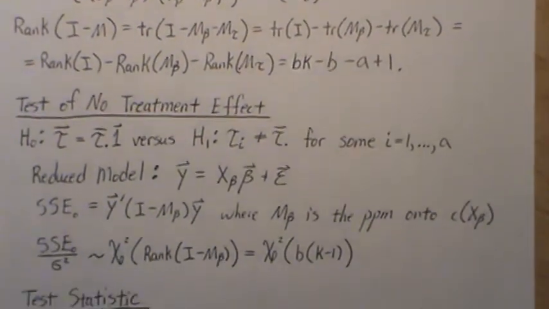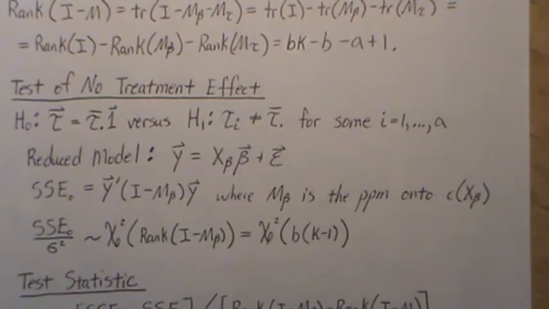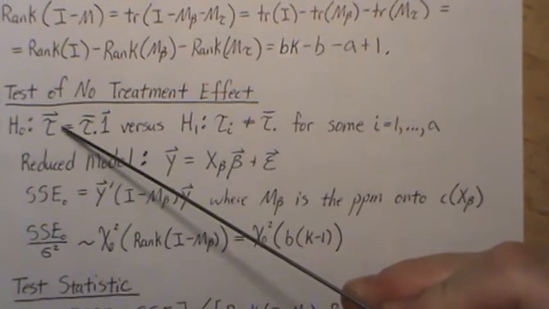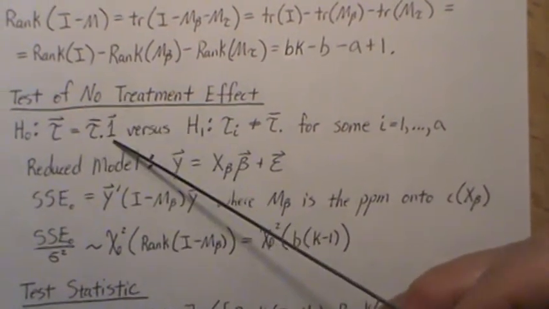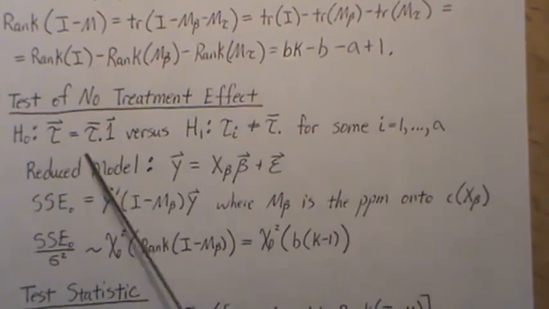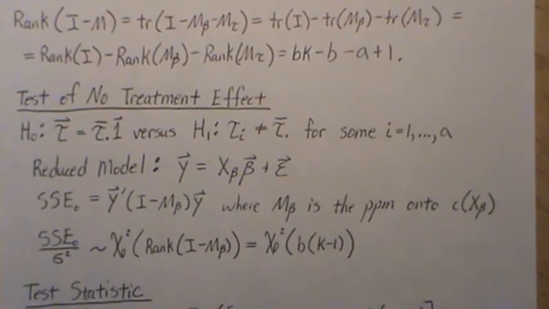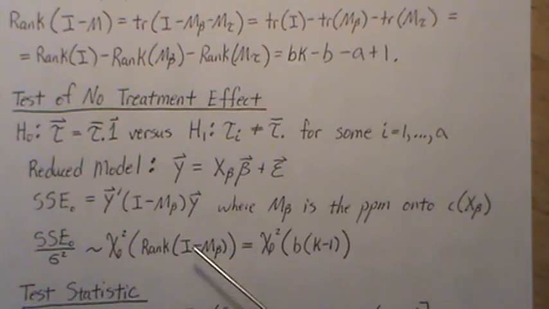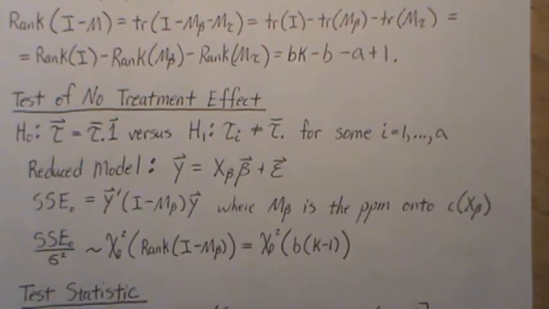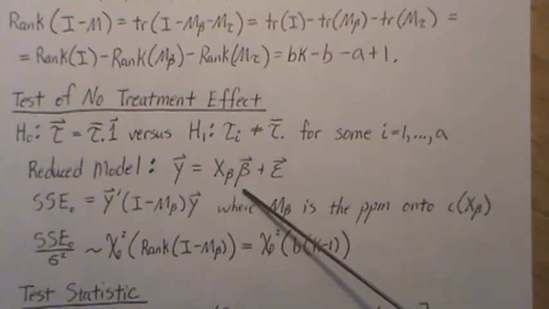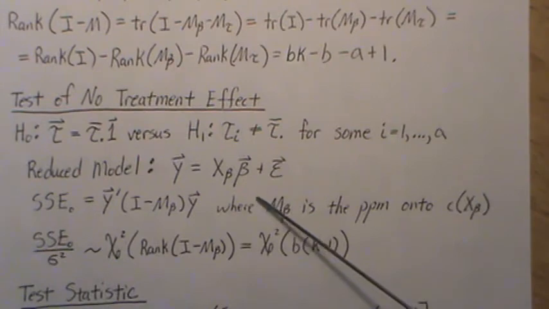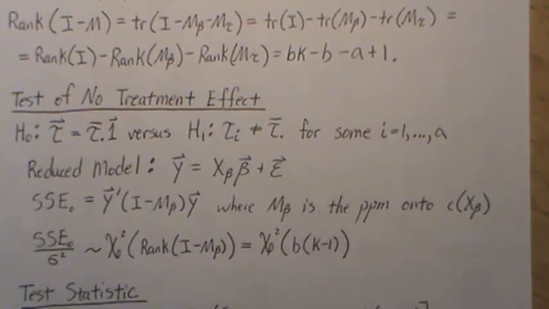So now the test of no treatment effect. Is the treatment vector just equal to the overall mean? That's what this says. Or is one of those components different, for some i equal 1 to a? Now, we want to test, is there a treatment effect? So we look at the reduced model, right? We get rid of the taus, and we look at this, and we look at the sum of squared error.